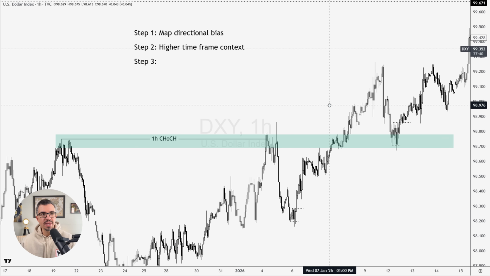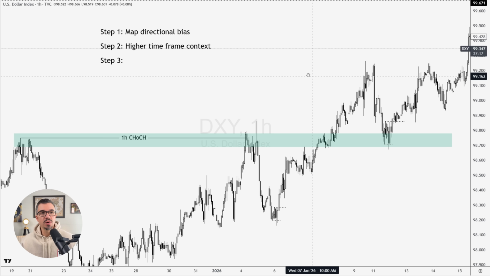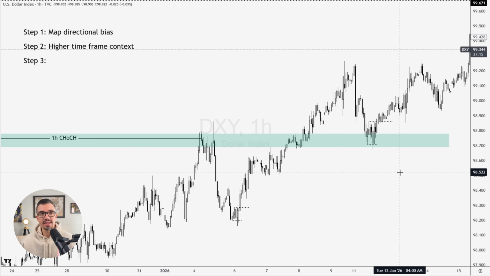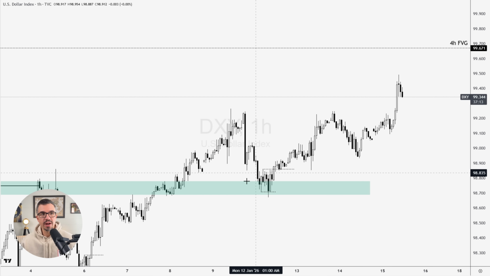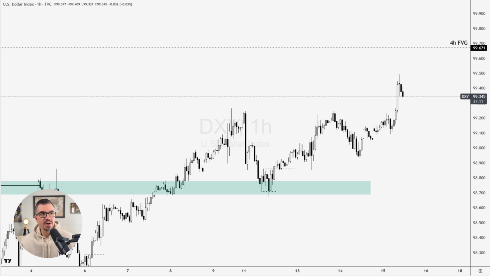But again, the key here is the higher time frame context. Okay, you have to pair the two together. When they align, you're going to find some really high probability reversals in the market. Okay, so that's our first low right there. And again, that ended up being the low for the US dollar that I also called out in real time in Discord.